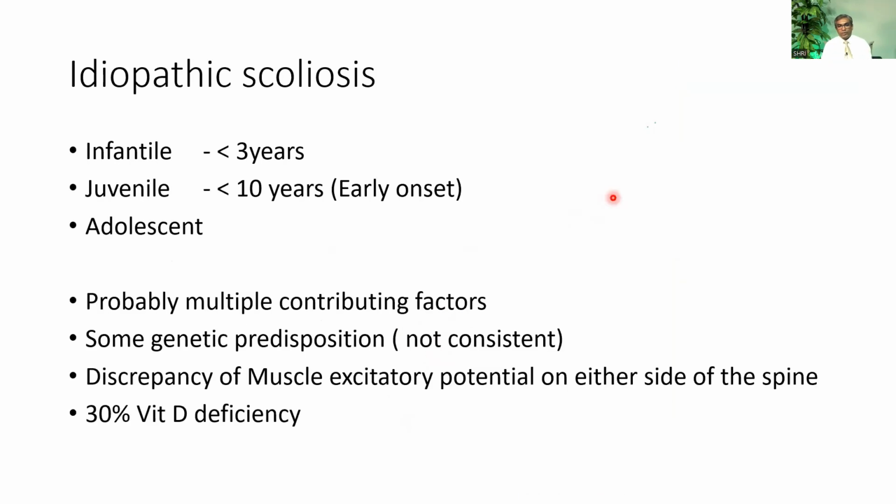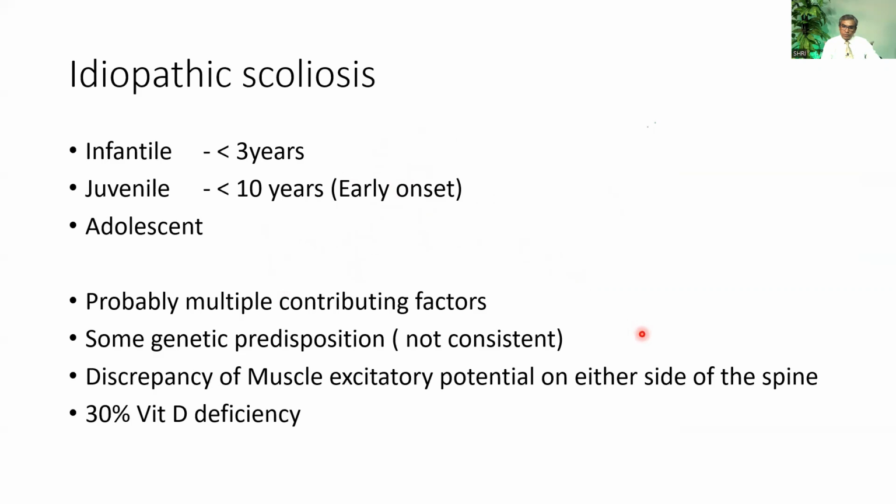Now, the commonest type of scoliosis that we see is what we call idiopathic scoliosis. Idiopathic scoliosis, as the name implies, we don't know the cause for the deformity. And if it occurs in less than 3-year-olds, we call that infantile. And if it is in patients less than 10 years, it's called juvenile or early onset. And usually, the majority of the patients that we see are in the adolescent age. So we call that adolescent idiopathic scoliosis.